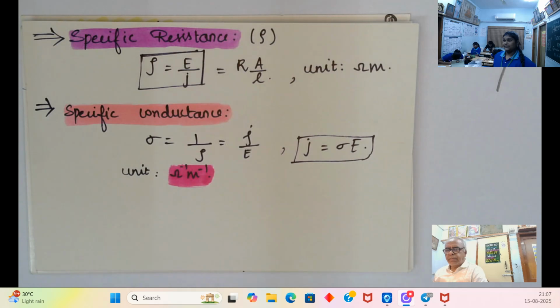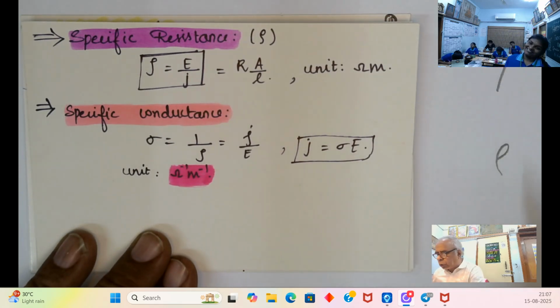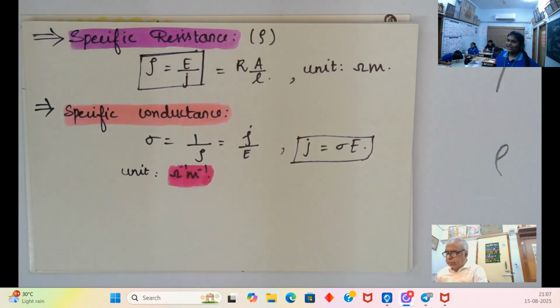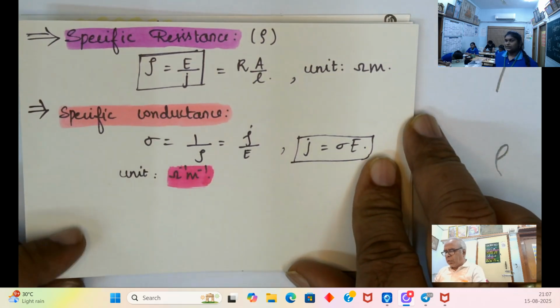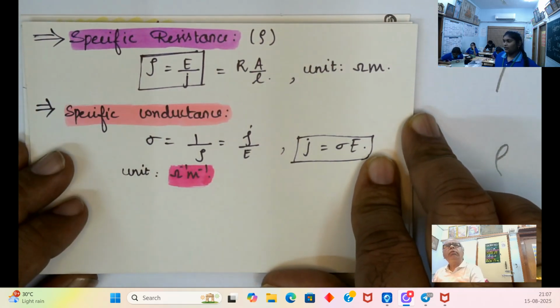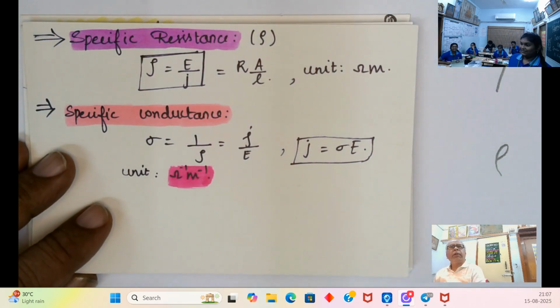Then comes specific resistance, which is nothing but rho is equal to E by J. I have written in terms of electric field and current density. When we expand it, m by n e squared tau, the unit is ohm meter. Then specific conductance, sigma is equal to 1 by rho is equal to J by E. Rho should be written like this. This is rho. So J is equal to sigma into E. Unit is ohm inverse meter inverse. Ohm inverse can also be called mho. That is sigma.